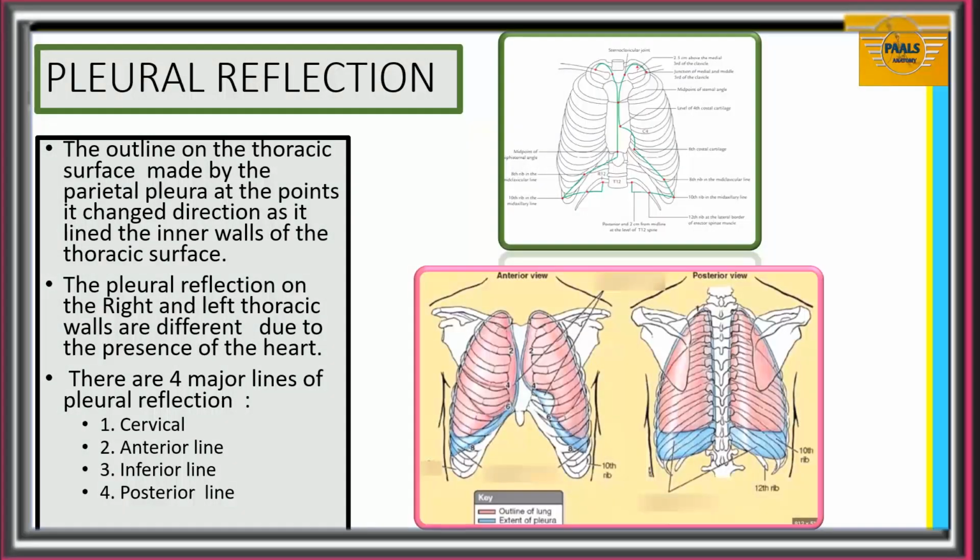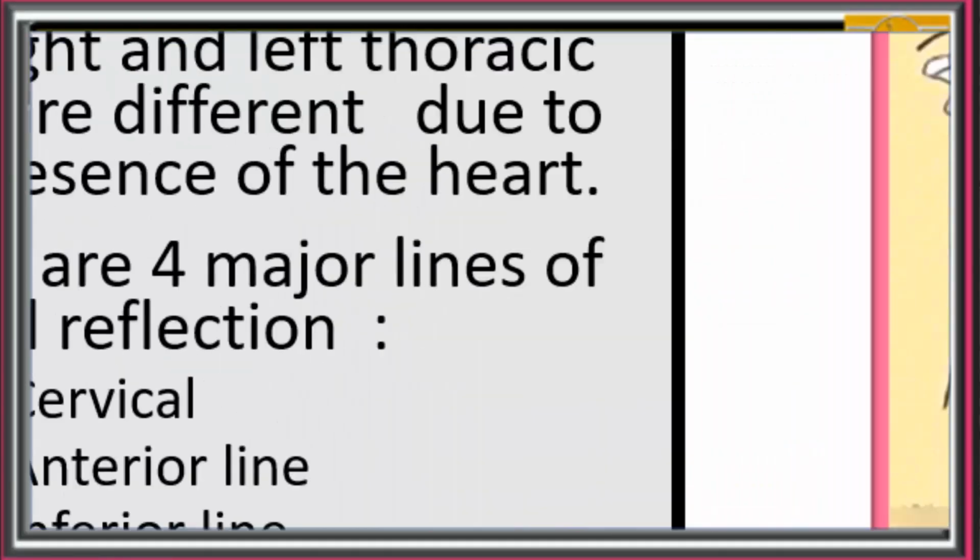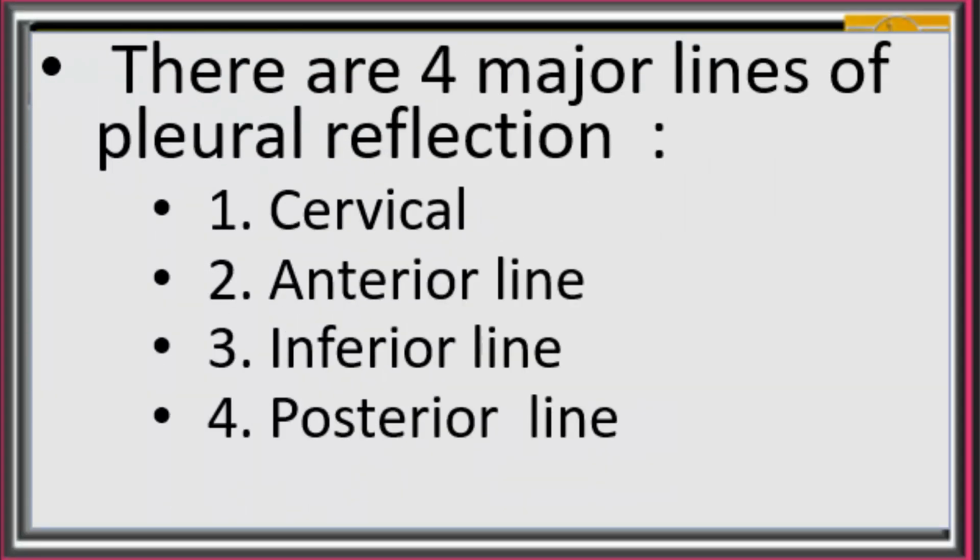We will look at the pleural reflection. It's actually the outline made on the thoracic surface by the parietal pleura at the points where it changes direction as it lines the inner walls of the thoracic surface. Let's look at some of them. These are those outlines, and these outlines are called the pleural reflection. There are 4 major lines of pleural reflection. We have the cervical, the anterior, the inferior, and posterior.